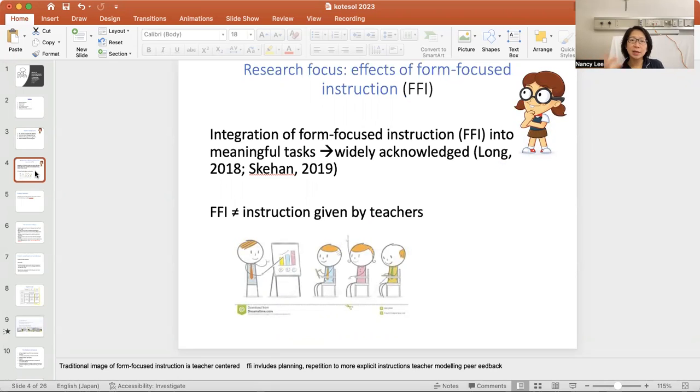At the moment, the integration of form into meaningful tasks has been recognized in the field of TBLT. Some well-known scholars, for example, Long, have all emphasized the importance of integration. We need to remember that form-focused instruction is not necessarily limited to instruction given by teachers, as you see in this little diagram. It's not always the teacher teaching in front of a blackboard. Form-focused instruction could be very wide. It could range from more implicit types of focus on form, such as planning and usage of repetition, to more explicit focus on form, such as teacher modeling, and in this case, peer corrective feedback.